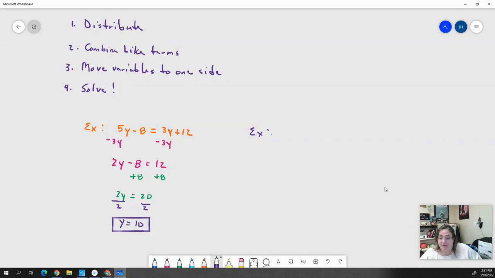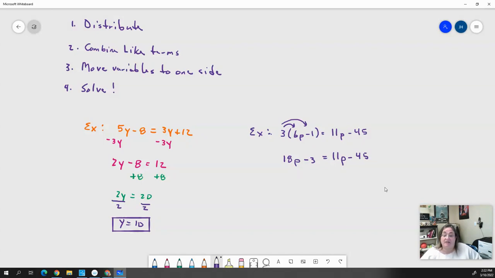So if I have 3 times (6p minus 1) equals 11p minus 45. The first thing I'm going to do here is distribute, because I do have a parentheses. So I'm going to go 3 times 6p is 18p. I'm going to go 3 times -1 is -3 equals 11p minus 45. So I've distributed.